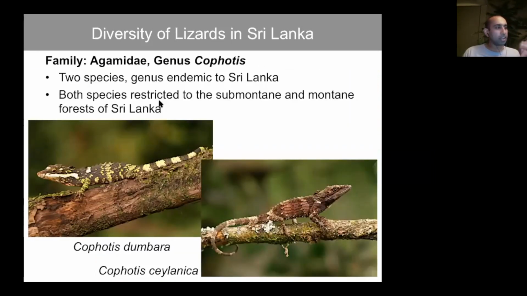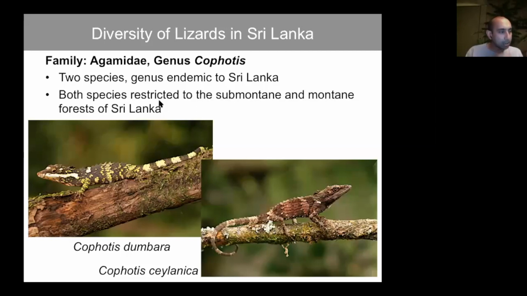Right, so and then we have a genus called Cophotis. Again, this genus, just like Ceratophora, is found only in this country. There's only 2 species of them. One restricted to the central highlands, including Nuwara Eliya, Horton Plains, Hakgala, that area. And then another species, Cophotis dumbara, is found only in the Knuckles range. And both species are found at elevations of about 1,200 meters minimum, right? So they are extremely sensitive to temperature and also the humidity. So unique among the Sri Lankan lizards is that they have a prehensile tail, right?